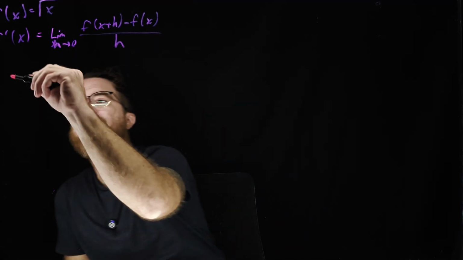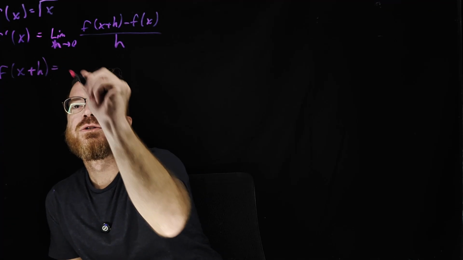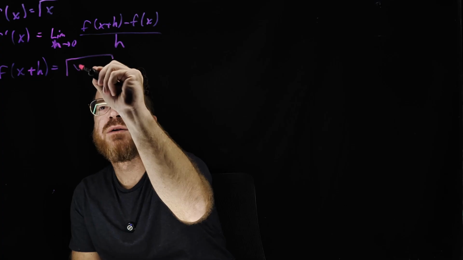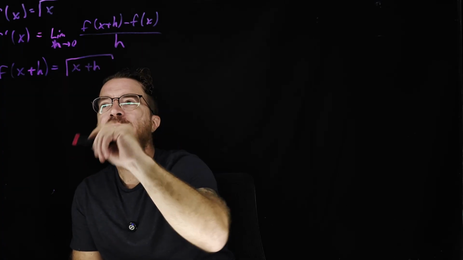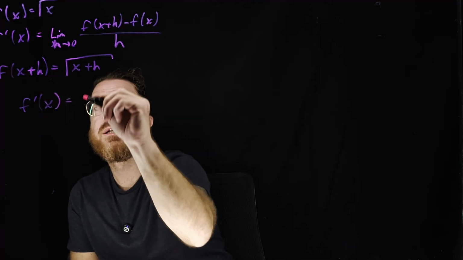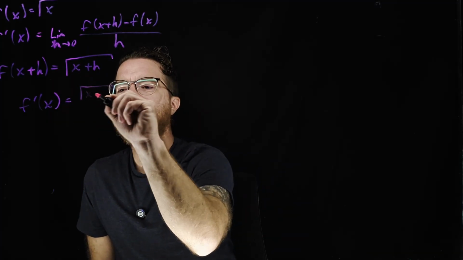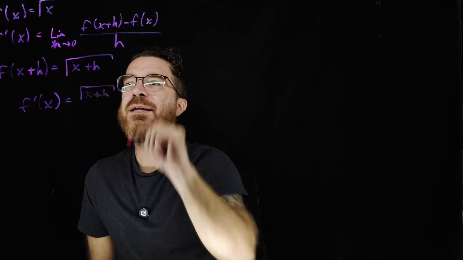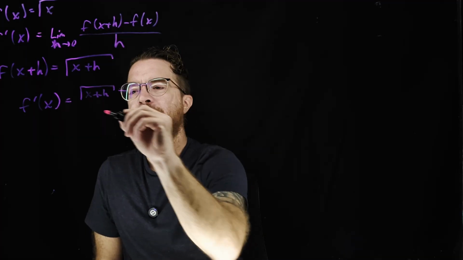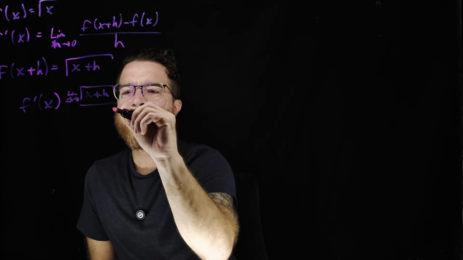So what we need now is to figure out what f of x plus h is. If we plug x plus h into our square root, we would get the square root of x plus h. So now we can find our derivative, which is going to be the square root of x plus h minus f of x, so the square root of x, and then, of course, we're taking the limit as h approaches 0, forgot to write that in, and divided by h.